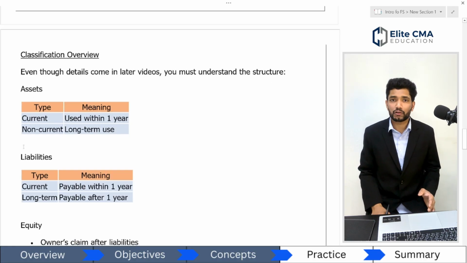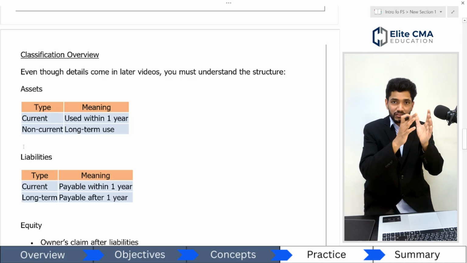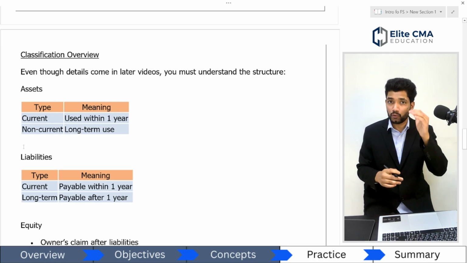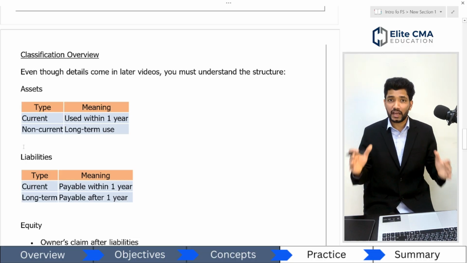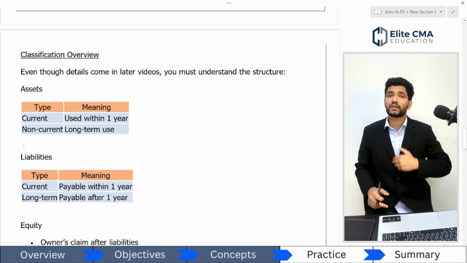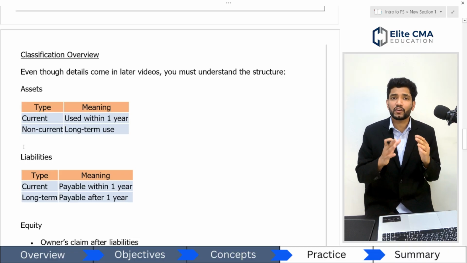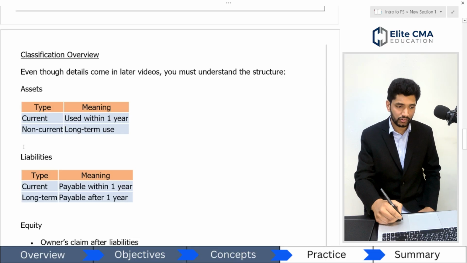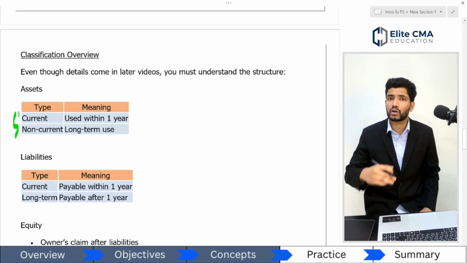The classification overview. There are key items listed in the balance sheet, that is assets or liabilities. Even in the asset, there are two categories, current asset and non-current asset. Current asset means those assets which can be converted into cash within 1 year, and non-current asset means what we call long-term asset, which cannot be converted into cash within 1 year or within one operating cycle. This is current or non-current, or what we can call short-term asset or long-term asset.